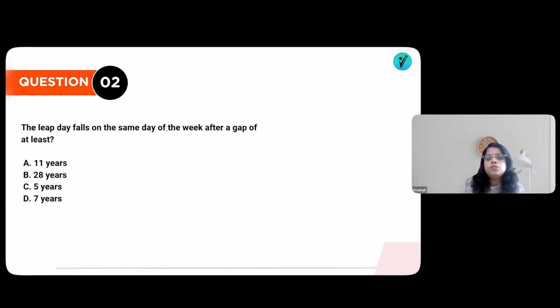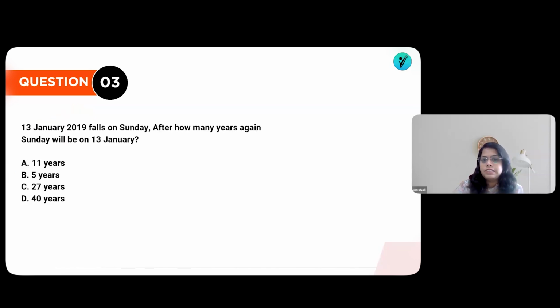The leap day falls on the same day of the week after a gap of at least what? We know that leap day means 29 Feb. So it will fall on the same day after a gap of at least 28 years. Without 28, it won't repeat. And then let's solve the last question.